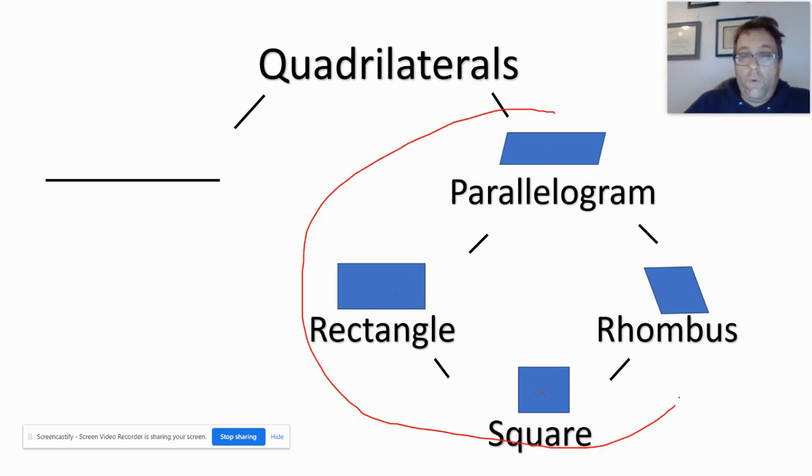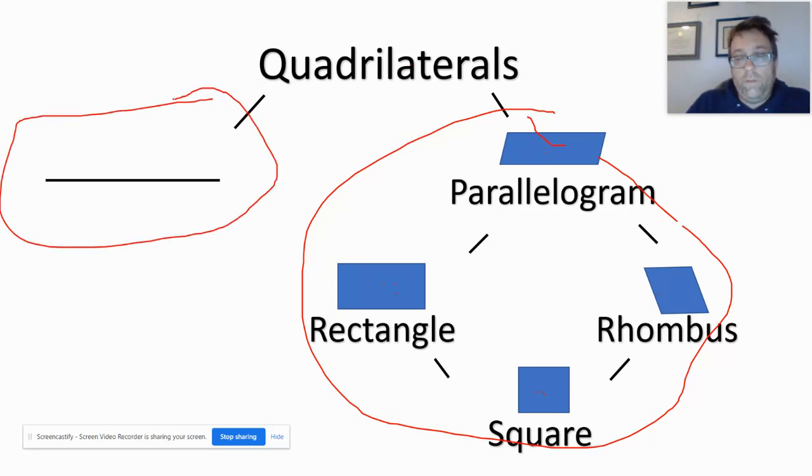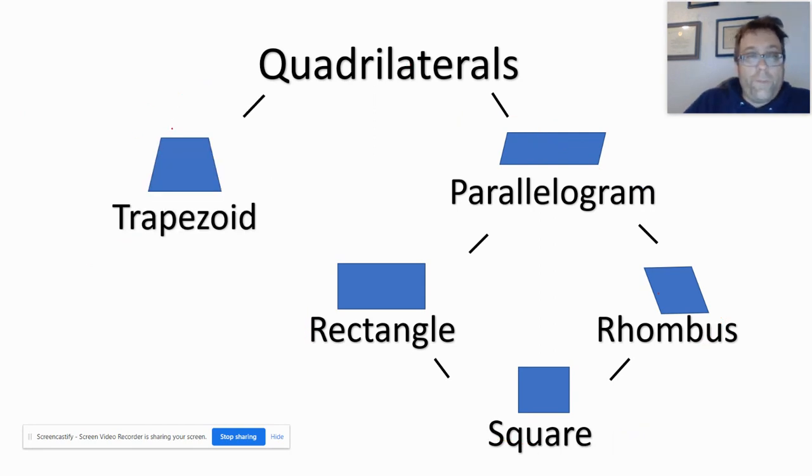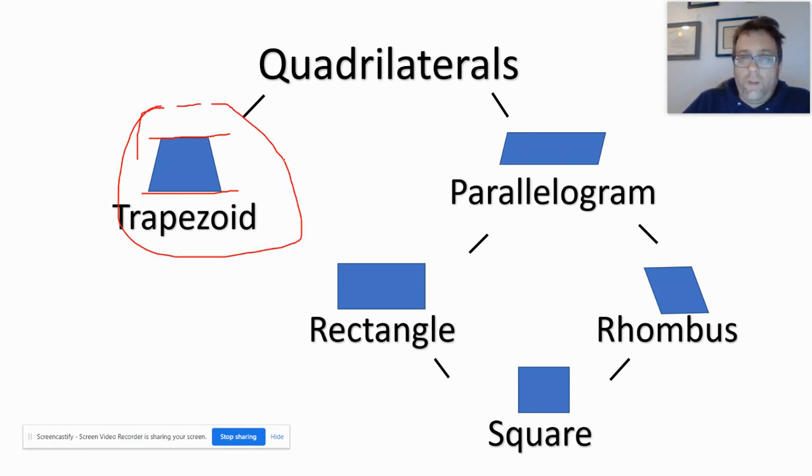Now, if all four of these are parallelograms, because they have two sets of parallel sides, what do we think goes over here? Trapezoid. A trapezoid has one set of parallel sides. It does not have two sets of parallel sides. Some of you learned this by like a family tree, and the trapezoid, I guess, would be that one uncle you don't want to claim. We all have that one.